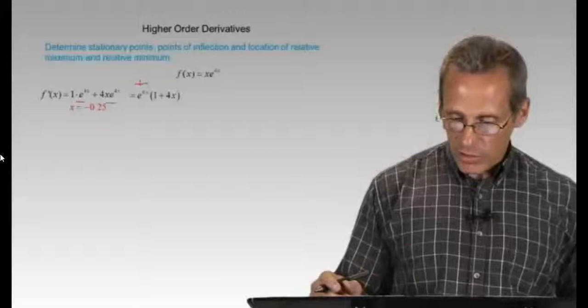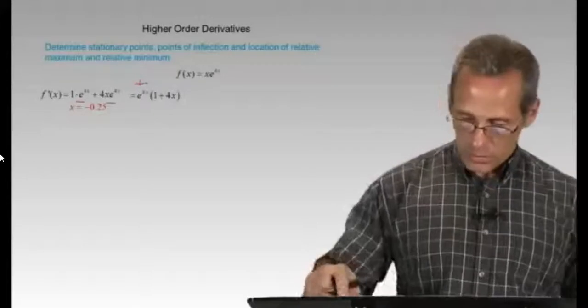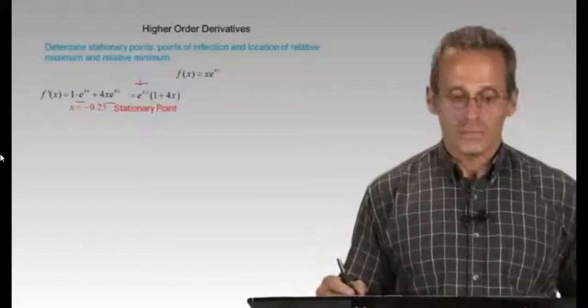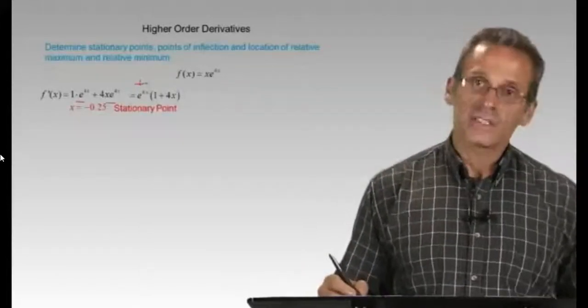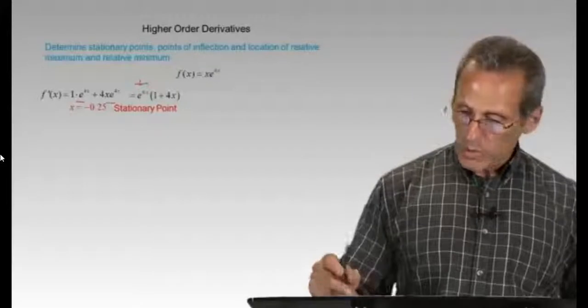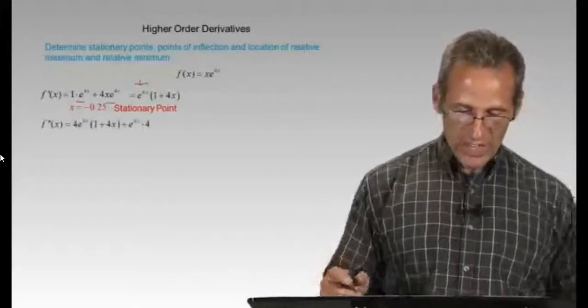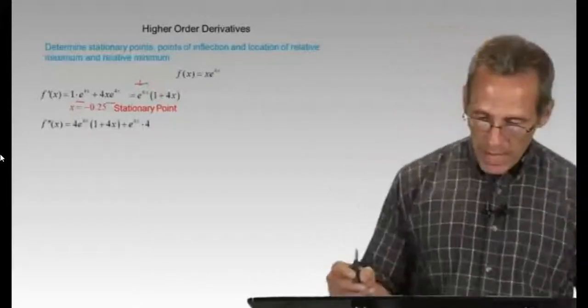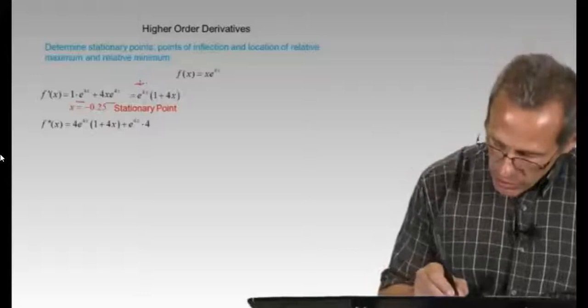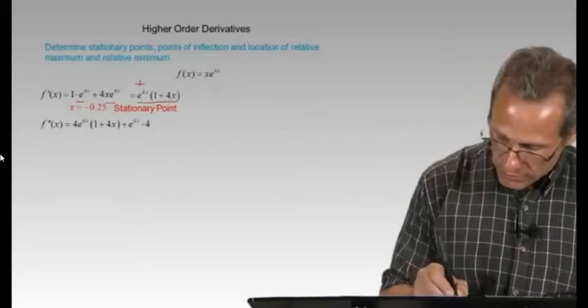Since that value is in the domain of the function, we have a stationary point. What do we do next? Well, now we're looking for points of inflection, so we take a second derivative. I'm going to differentiate this version of the first derivative.